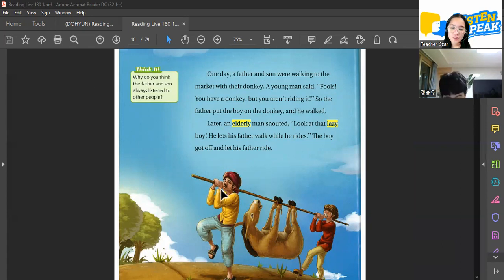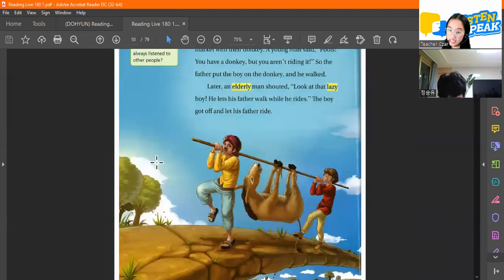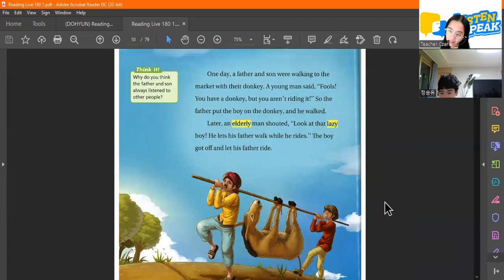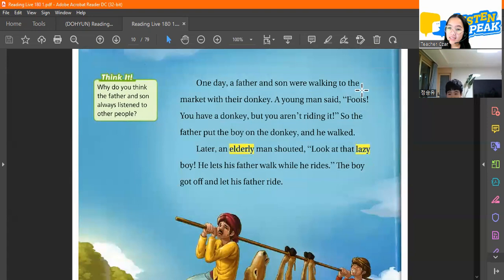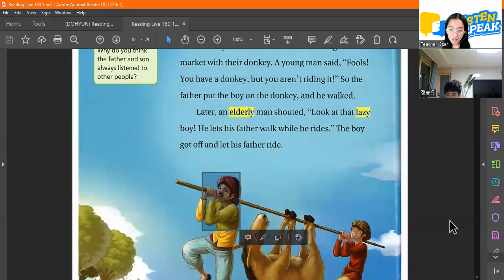Okay, very good. So as you can see, there is a donkey and a boy and his father. So one day, the father and son are walking to the market with their donkey. And someone saw them. A young man said, "Fools, you have a donkey, but why aren't you riding it?" Because a donkey is a kind of horse that you can ride on. That's why the father put the boy on the donkey and he walked. So the boy is the one riding the donkey, and the father is just walking.